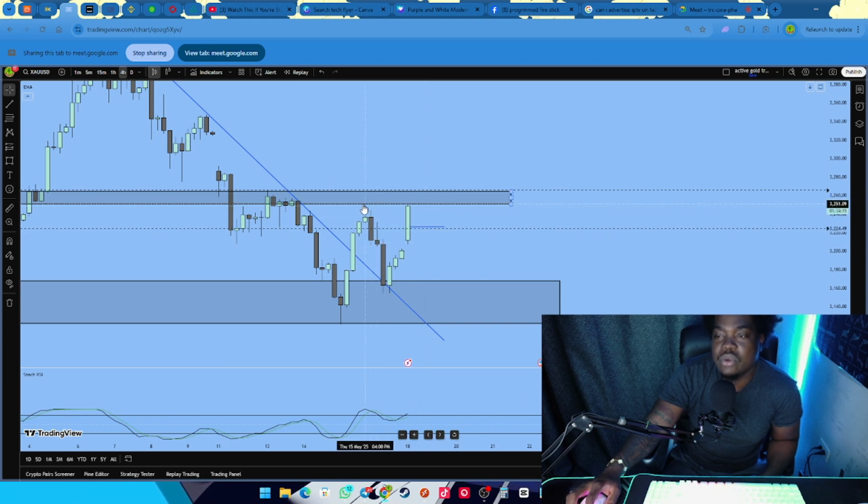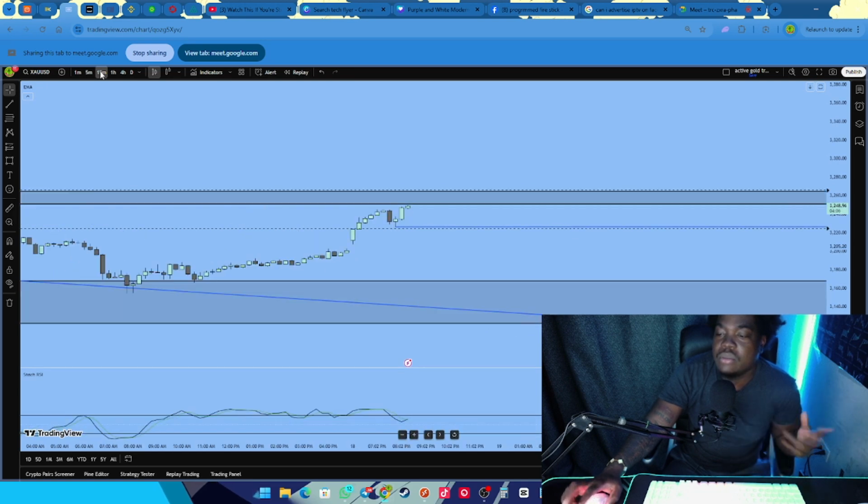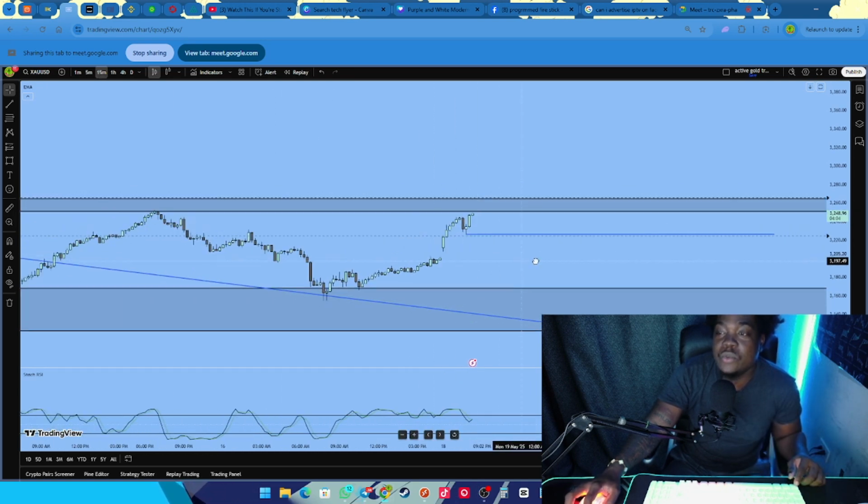Because of this little area here, this could be a little double top. It could give you a red candle, RSI high. I don't know. We're waiting to see. We could get a break. Better to just wait and see now.